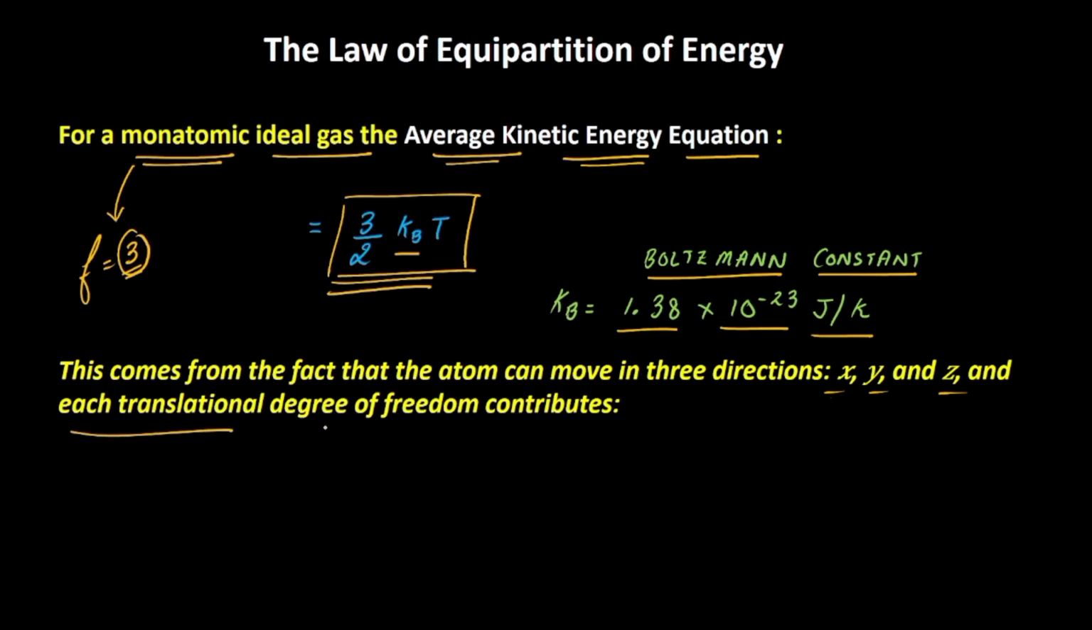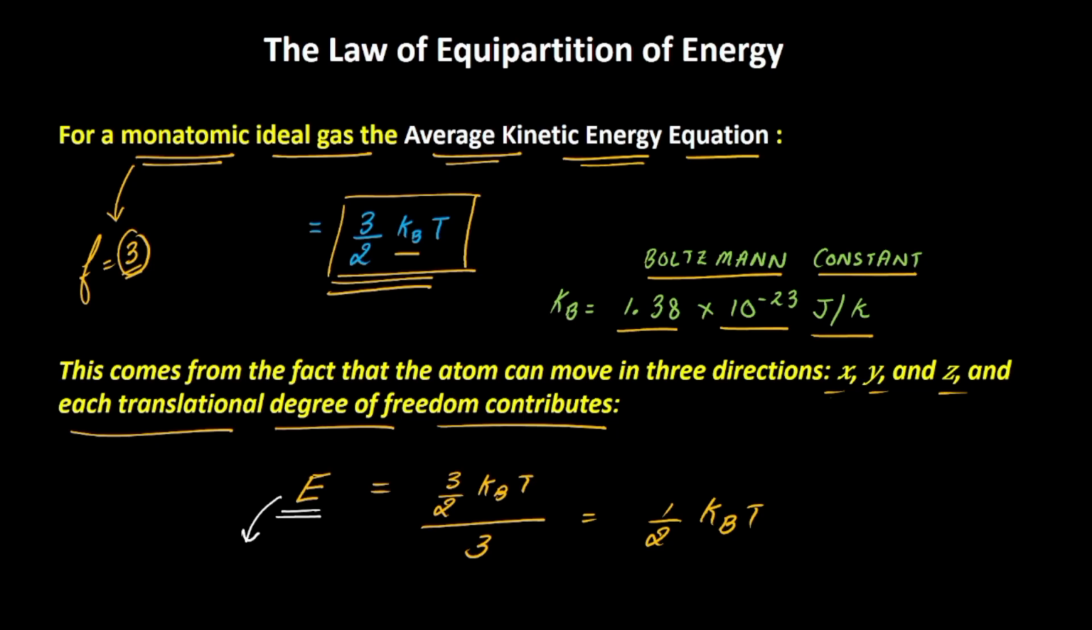We can say that the 3 degrees of freedom correspond to 3/2 kBT average kinetic energy. So each translational degree of freedom will contribute this much divided by 3. The energy contributed by each translational degree of freedom would be equal to 3/2 kBT divided by 3, which is equal to 1/2 kBT. Now please remember, this is the energy contributed by 1 degree of freedom.